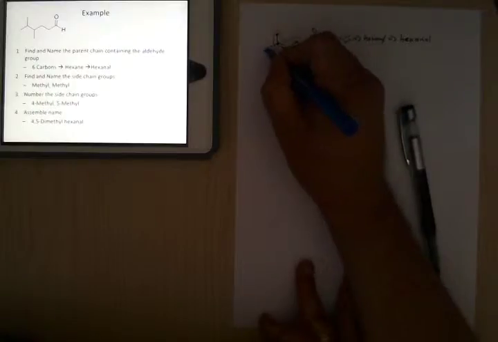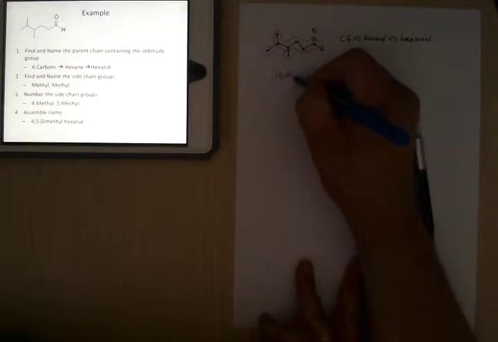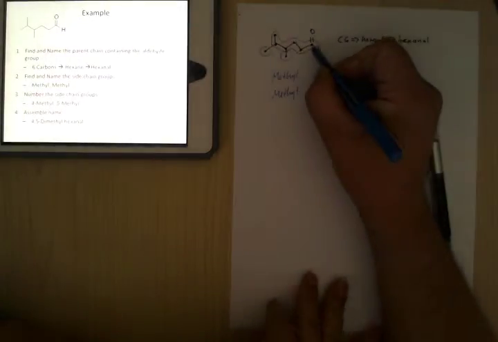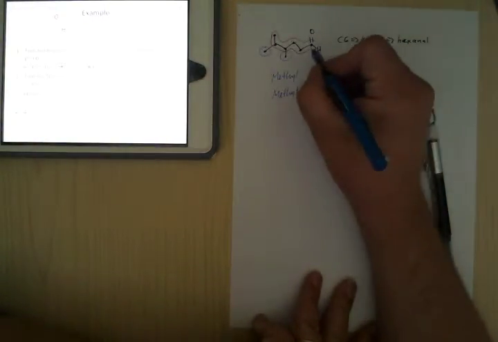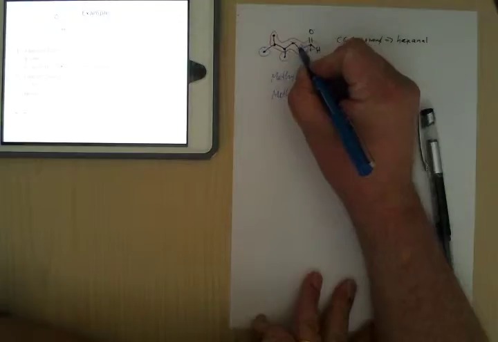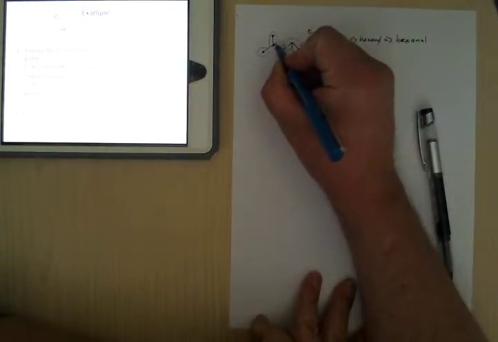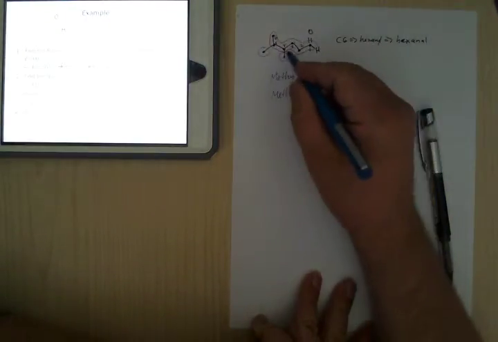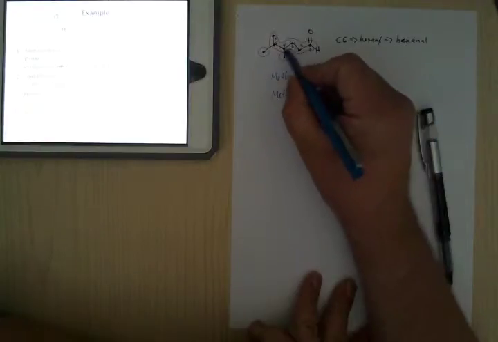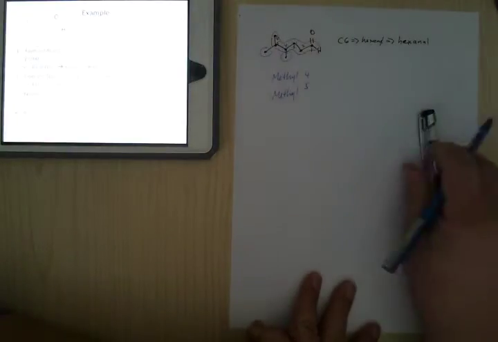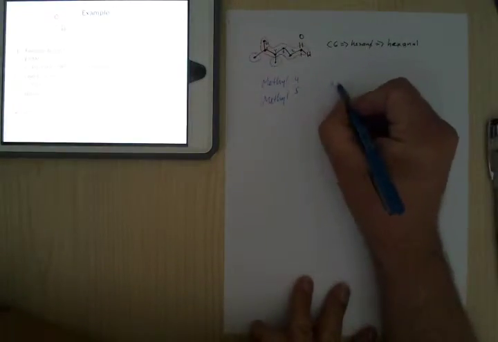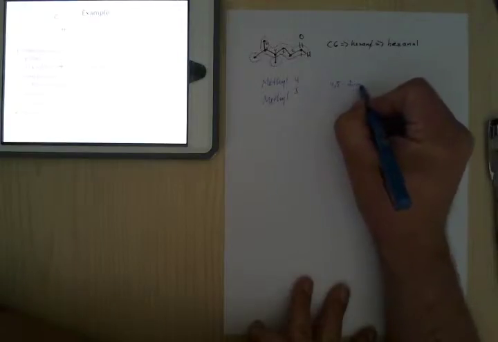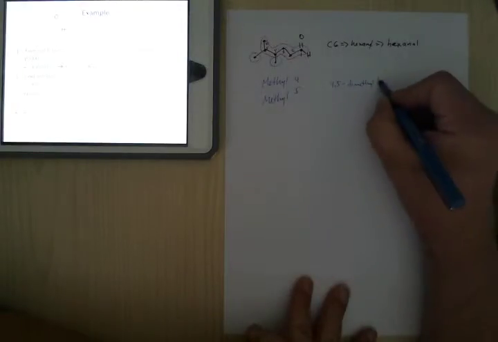Okay, so here are our side chains. We have that methyl group, that methyl. The aldehyde's always going to be carbon 1, so we go 1, 2, 3, 4, 5, 6. We have a methyl at 4, methyl at 5, so our final name is going to be 4,5-dimethylhexanal.